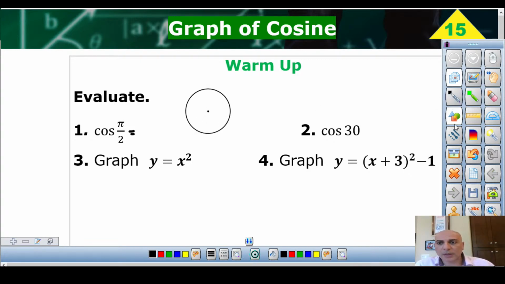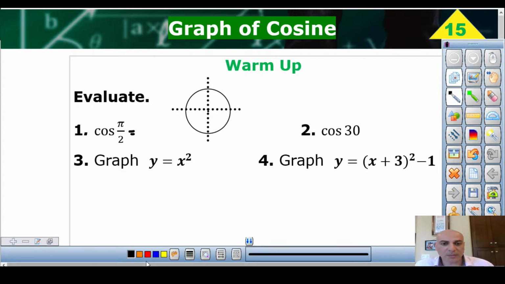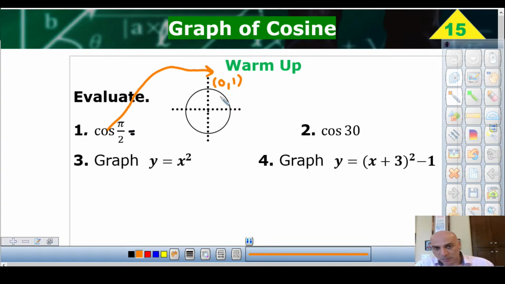Okay, and then I'm gonna get myself a couple lines here. Obviously, I'm taking some time in the warm-up to get our brains in the game. So at 90 I have 0, 1. So cosine would obviously mean the x part of it, which is the 0. So cosine 90 is 0. 0 is the value, by the way, it's not a degree. So cosine 90 is 0 in its value.